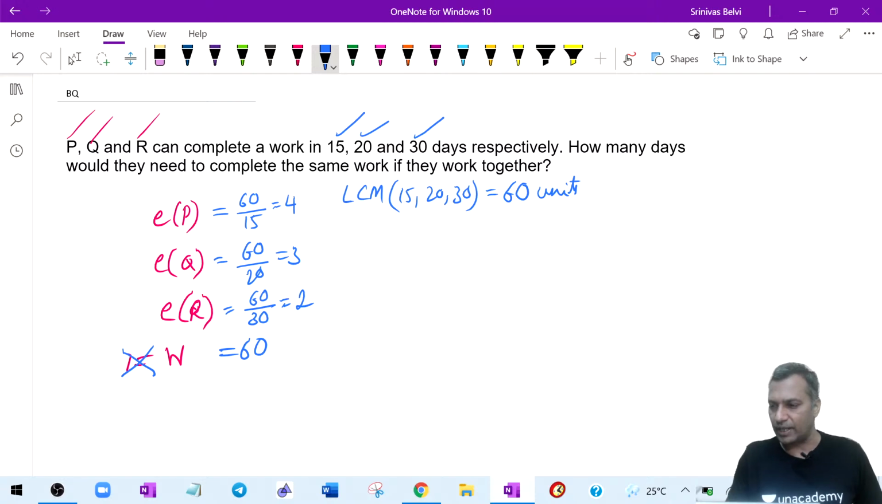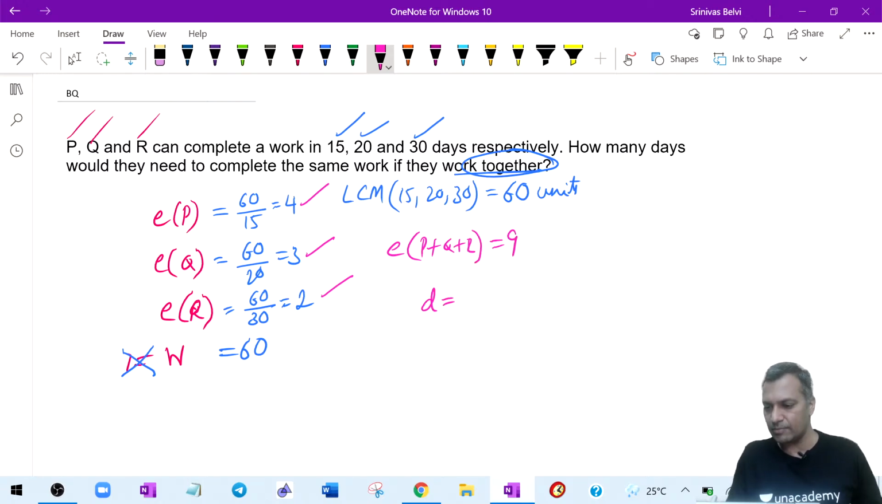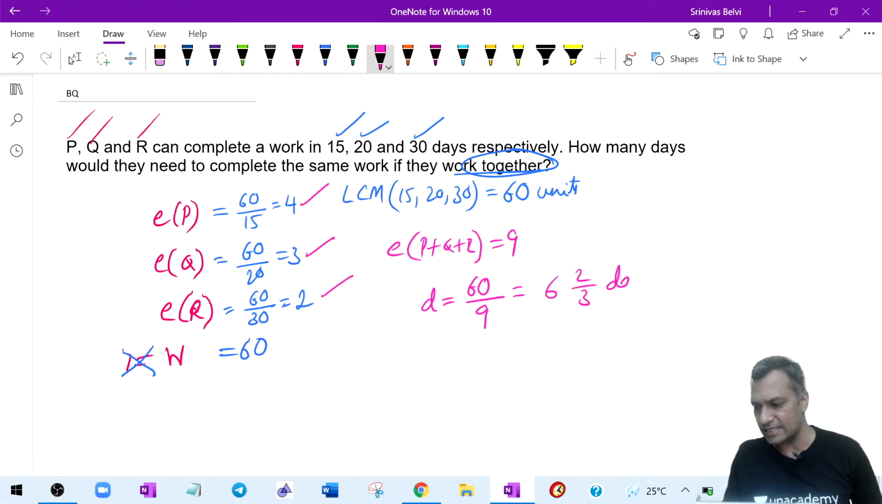If all 3 of them work together, how many days would they need to complete the same work? Therefore add the efficiencies of P, Q, R: 4 plus 3 plus 2, that is 9 units. The number of days required is the work, 60, divided by their efficiency. We can simplify this. Okay, 6 2 by 3. That's correct, 6 2 by 3 days is fine.